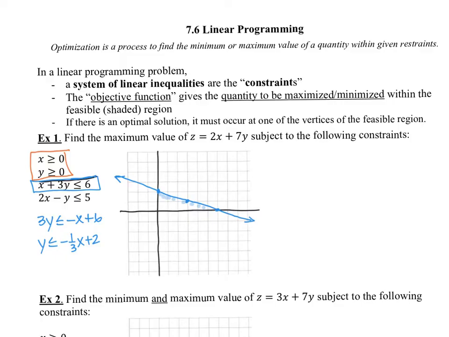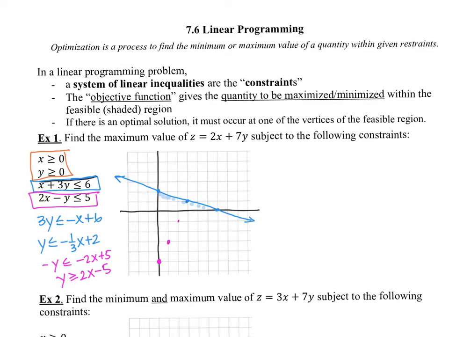Let me go ahead and graph the last one. Okay, let's see. Negative y is less than or equal to negative 2x plus 5. I'm going to divide by negative, so the inequality is going to switch directions. This is a solid line. 1, 2, 3, 4, 5. The y-intercept is negative 5. I'm going to go up 2/1.